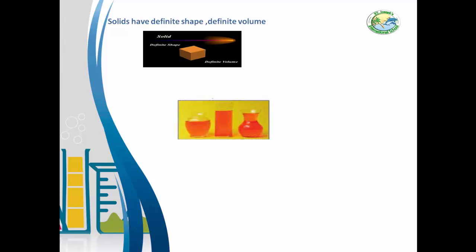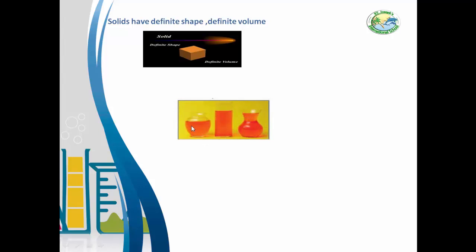What about liquids? Can you see this liquid? By changing the container, the shape of the liquid changes. The liquid takes the shape of the container. Liquids don't have a definite shape. Liquids have an indefinite shape. It means it has a changeable shape. Its shape changes according to the container. Look here, the shape completely changes by changing the container.